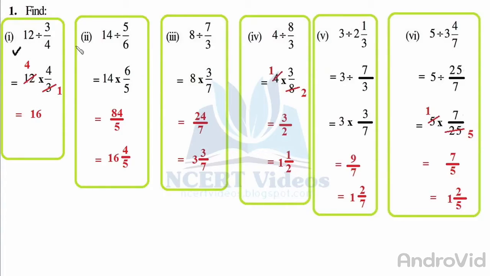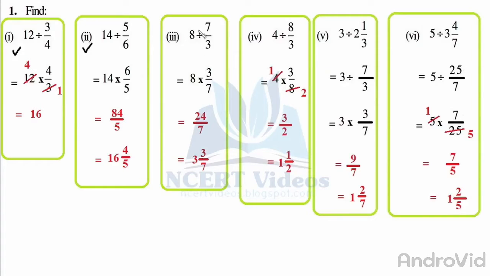Second, we write 14 as it is. Divide is converted to multiplication and the fraction is flipped. 5 by 6 becomes 6 by 5. That is numerator to denominator, denominator to numerator. Now 14 6s are 84 over 5. Now it is improper. You got to change it to proper. So 5 16s are 80 and 4 by 5.